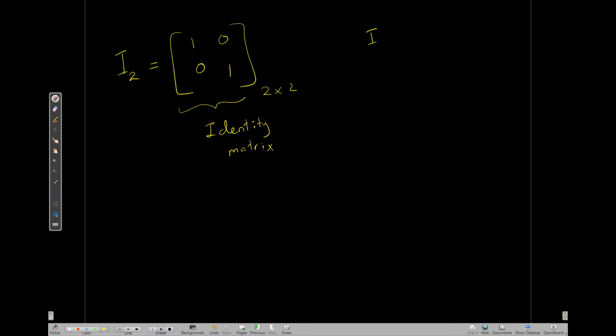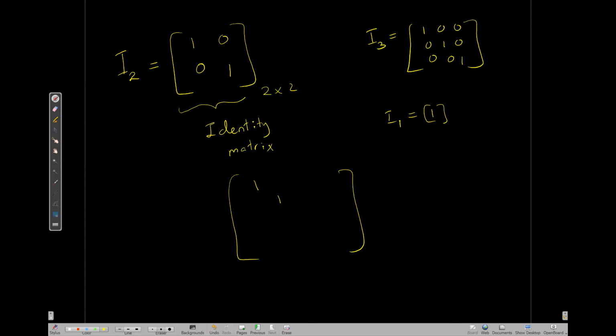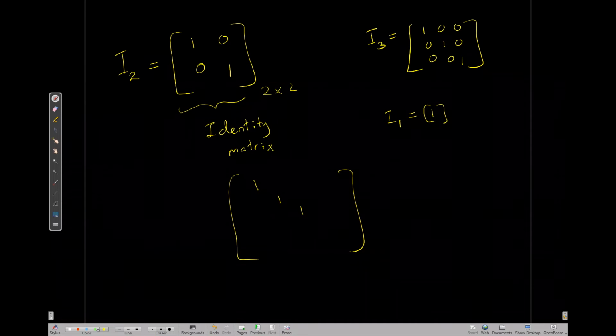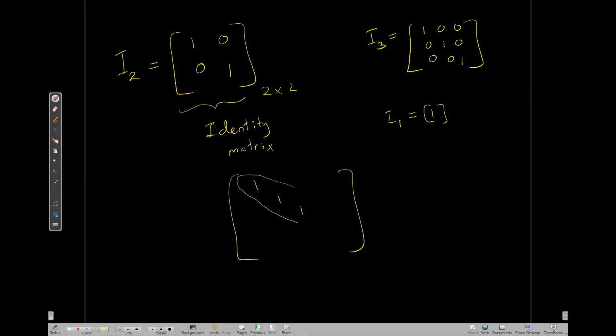And you can guess I3 is going to be like this, 1 0 0, 0 1 0, 0 0 1, and I4 so on, and I1 it's just 1. So the point is, an identity matrix, you have 1, 1, 1 in the main diagonal. Main diagonal is the diagonal going from top left to bottom right, and everything else is 0. So that is an identity matrix.